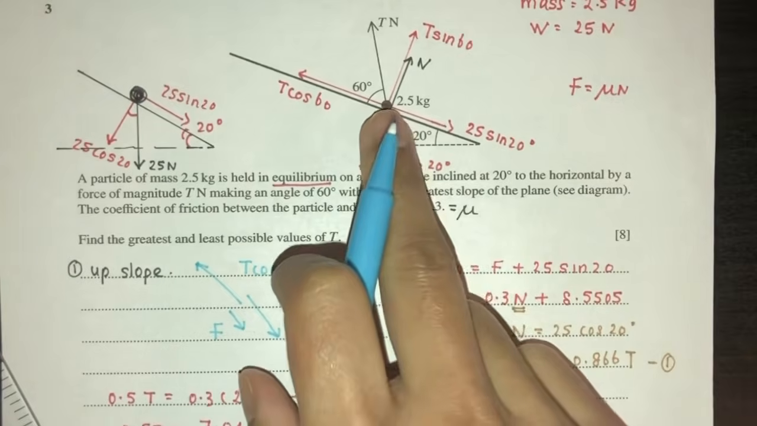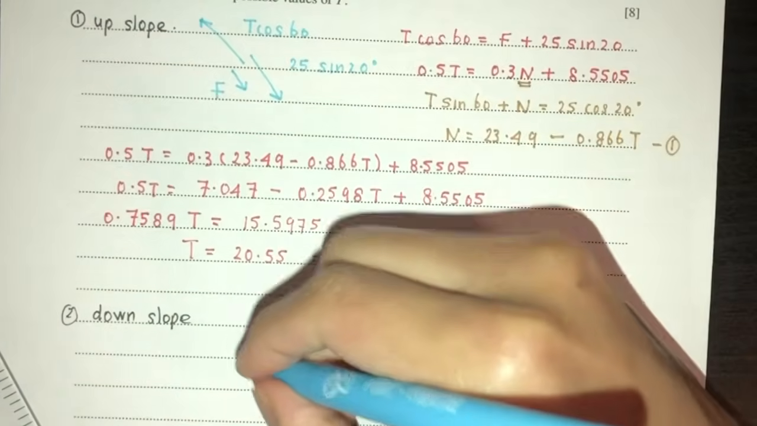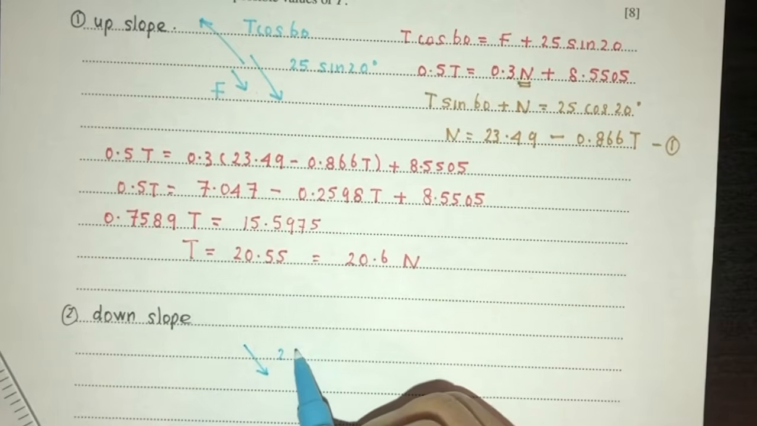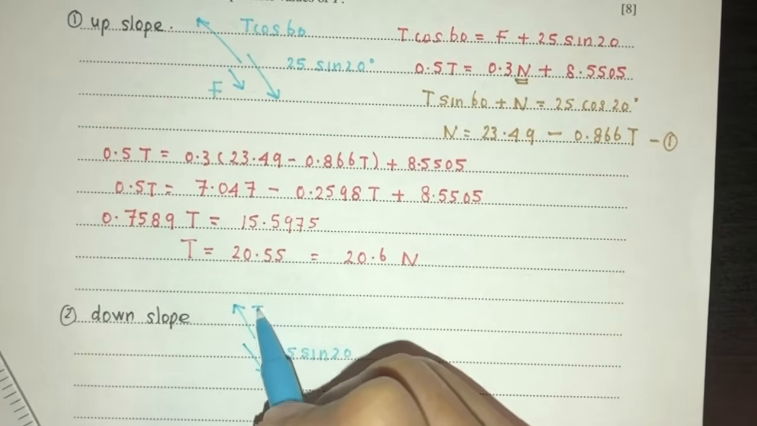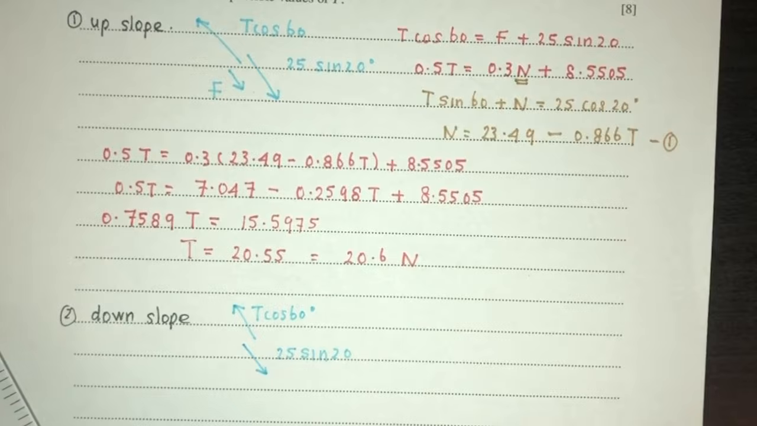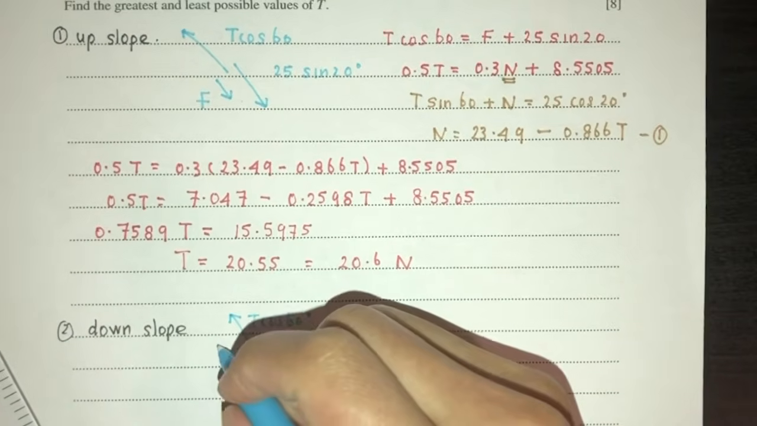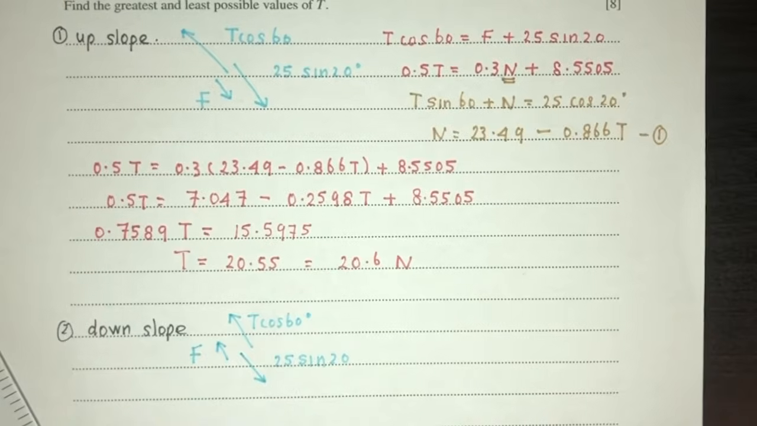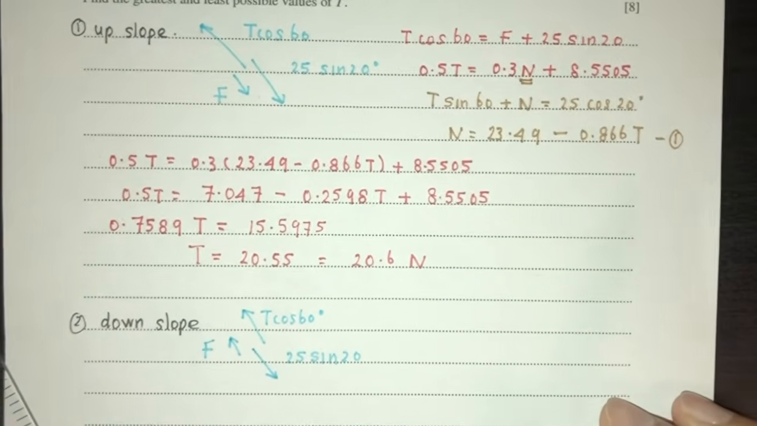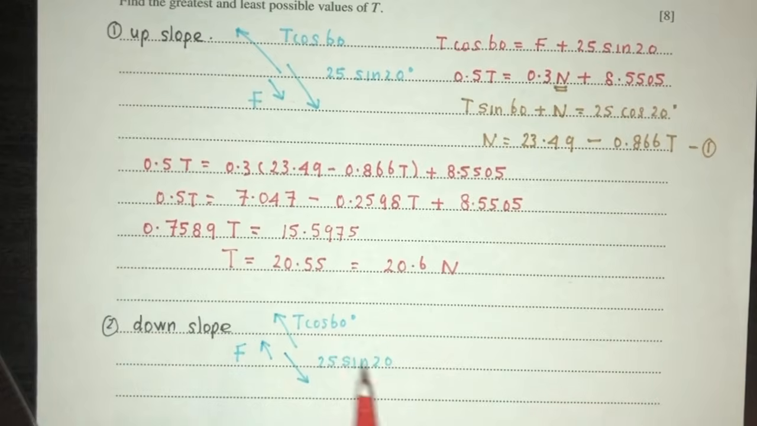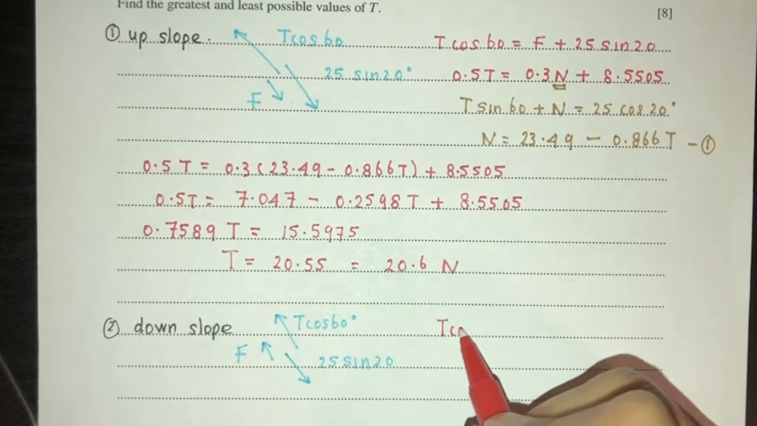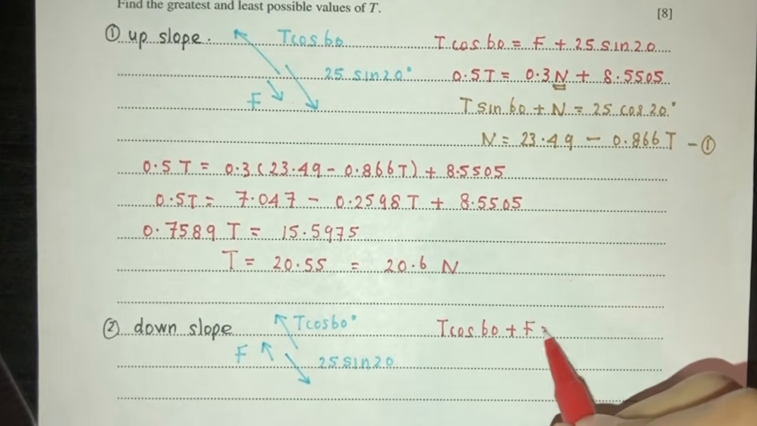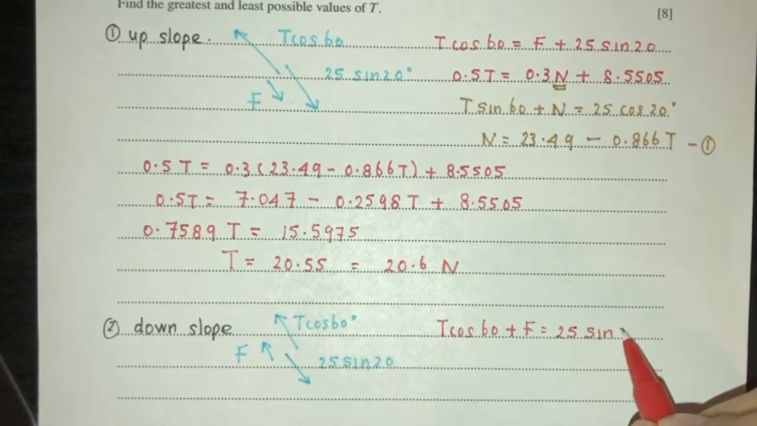Now same thing, we have to look at our drawing. If you go down the slope, we have a force here acting, which is 25 sine of 20. And the upward force is also the same, which is T cos of 60. But since we are going down the slope, the friction will be opposite direction. So here we have another equation we can form. Because it is in equilibrium, the resulting force has to be 0. So the upward force is equal to the downward force. So T cos of 60 plus F is equal to 25 sine of 20.